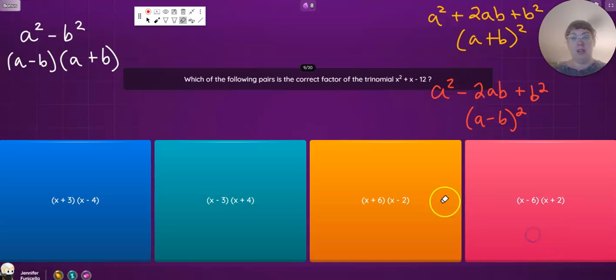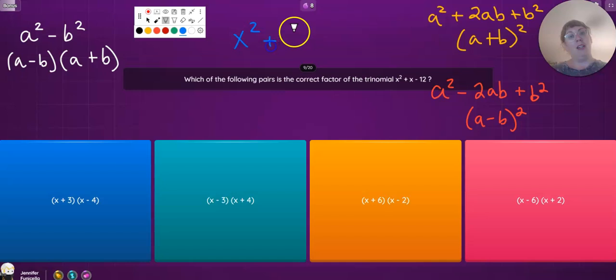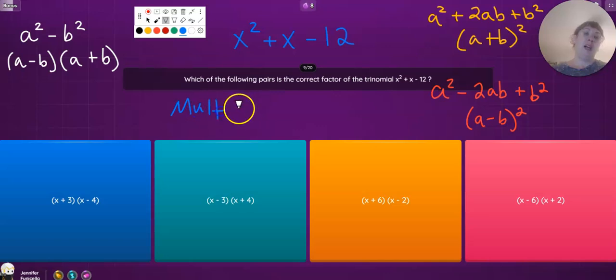Beautiful. Question 9, which of the following pairs is the correct factor of the trinomial x squared plus x minus 12? Now this is a throwback. This is not a perfect square trinomial. This is when our a value is 1. So we want to find 2 numbers that multiply to a negative 12 and add to that 1x.